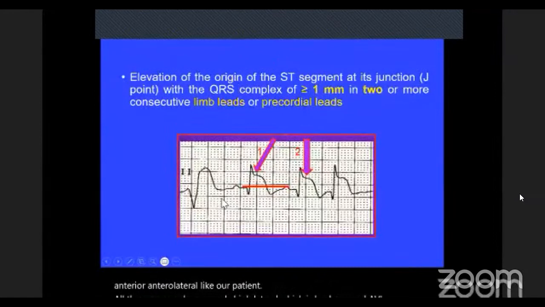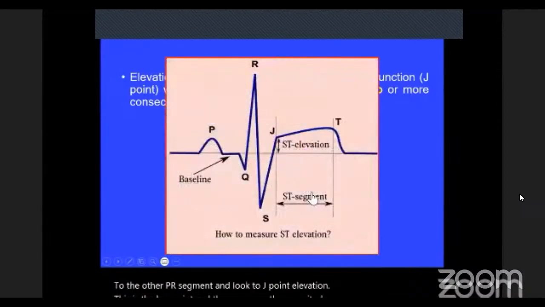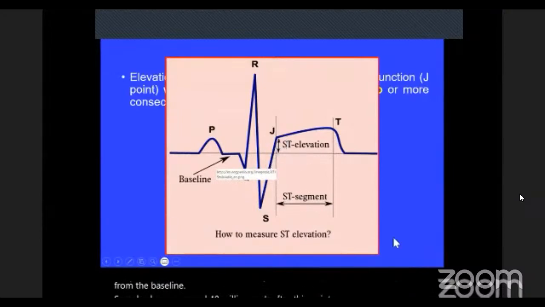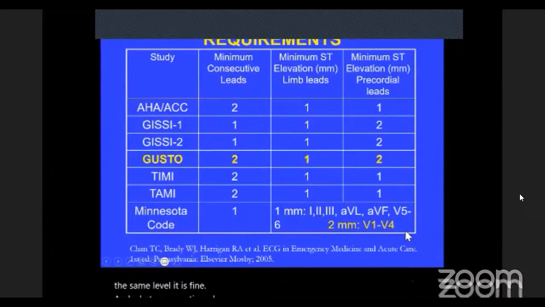For the ST segment, the best way is just to draw a line from the PR segment to the other PR segment and look to J point elevation. This is the J point, and then measure the magnitude. Again, line from the baseline and the J point and measure how much it is elevated from the baseline. Some recommend 40 milliseconds after this point or 80, but if you do it at the same level, it is fine. What you mentioned about criteria is different based on the studies.